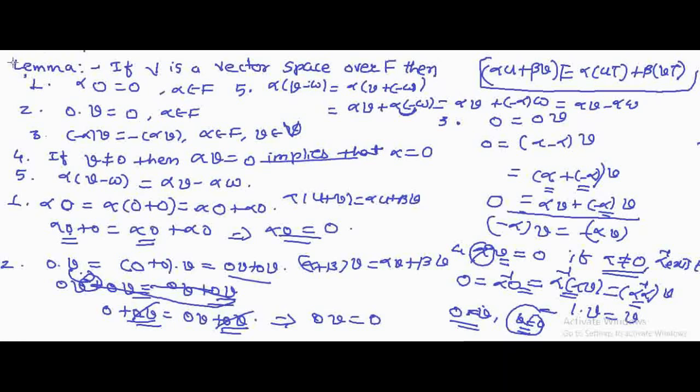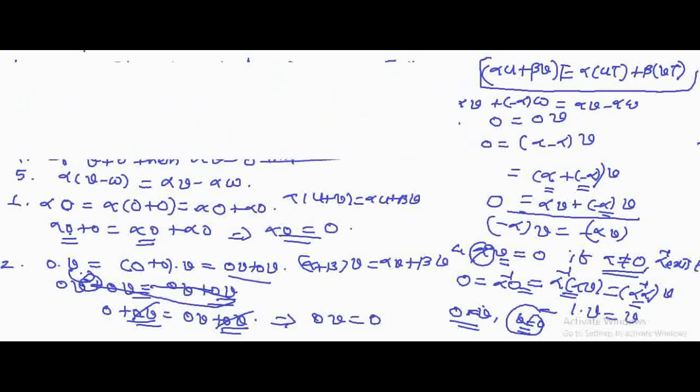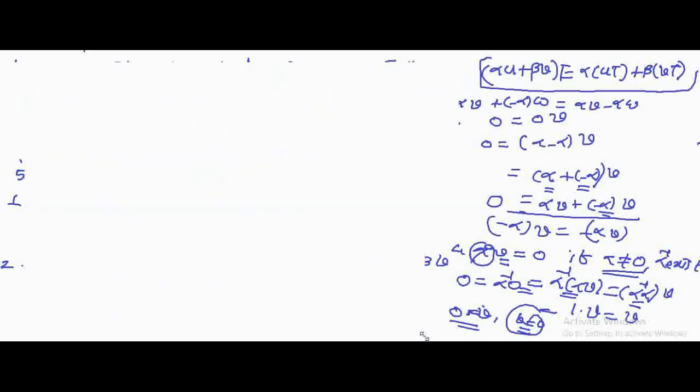Now we erase it. I hope all of you get this idea of how to prove this for the five properties. This is a homomorphism definition.